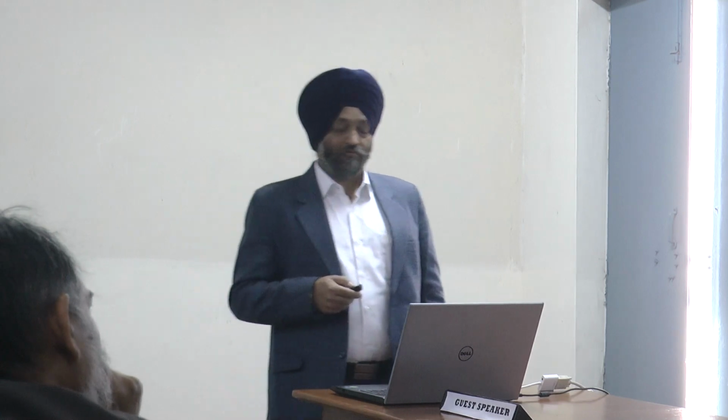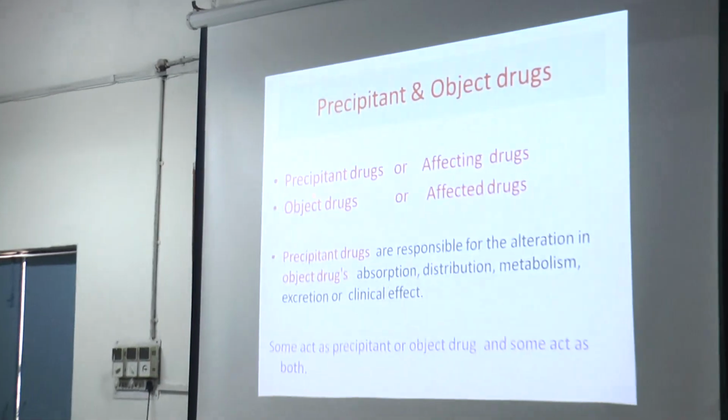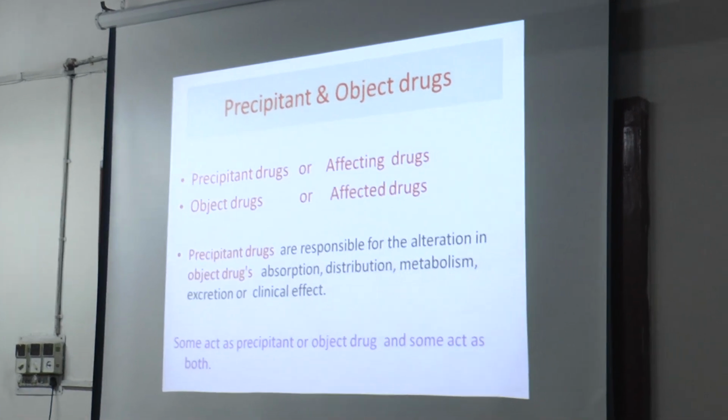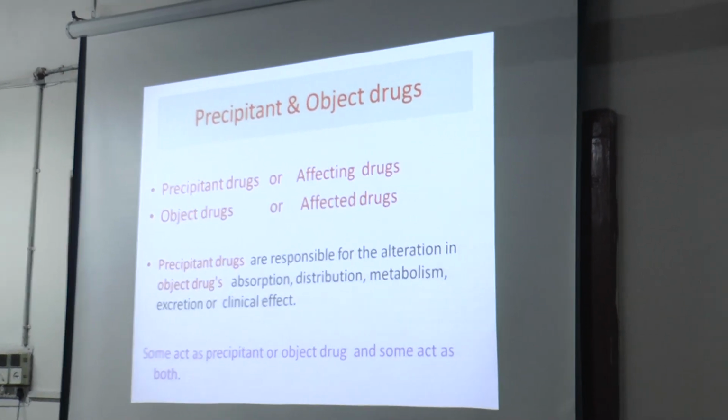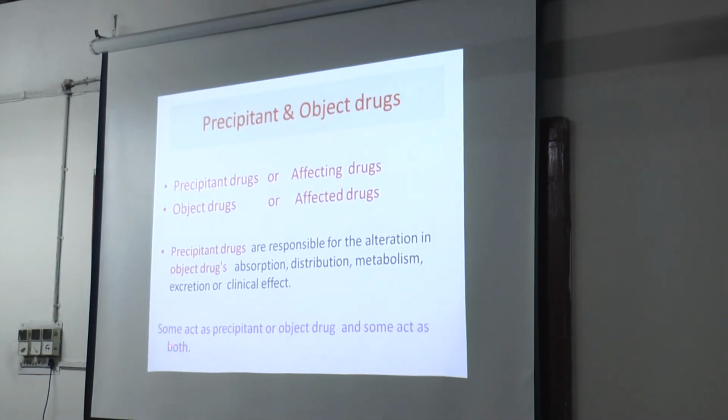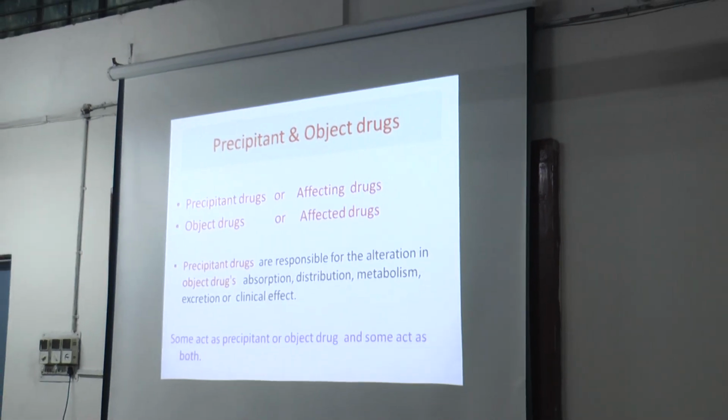Now, to make it easy, we can divide all these drug-drug interactions into different groups. One is the drug which is going to affect the other drug, the affecting drug, or precipitant drug. The second group is the one which is affected, where we use the term object drug. Precipitant drugs are responsible for alteration in the pharmacokinetics of the object drugs. For example, if we give rifampicin, rifampicin is the precipitant drug because it is going to increase the metabolism of oral contraceptive drugs. In this way we can divide these drugs into precipitant drug or object drug, but sometimes the precipitant drug may also act as an object drug.